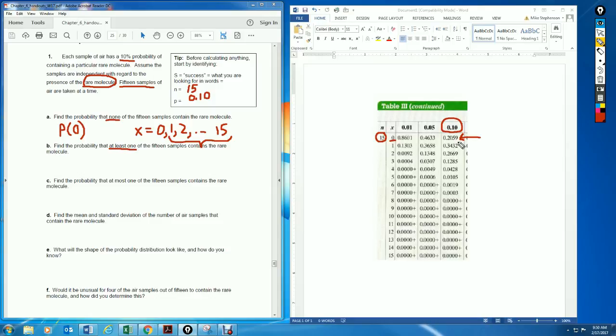So what you could do is come to the table and add up all of these probabilities: probability of 1 plus 2 plus 3 all the way on up. That's one way to do it. Or, the only one you don't want to include is 0. So it's easier to just do 1 minus P of 0, especially since you already found that in part A. If you do 1 minus that, then you get 0.7941.